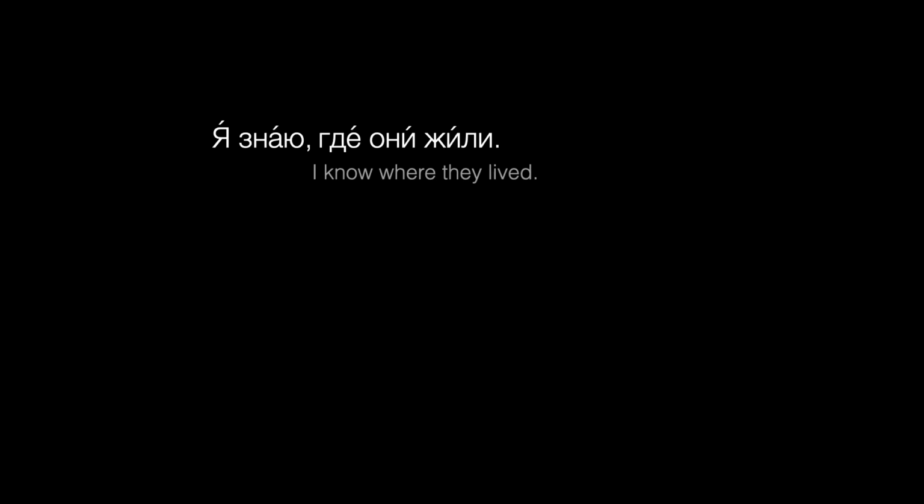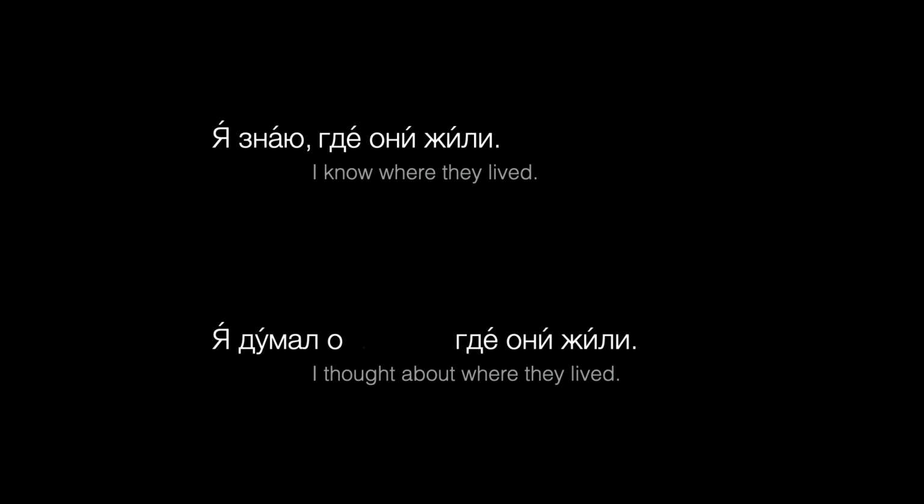That's pretty simple. Now, how could we say, I thought about where they lived? Я думал о... Well, we need the prepositional case for this meaning of about, but where can we put that ending? Где never changes. We can't say о них because that would mean about them, and again, case endings don't go on verbs. The thing is, о really is referring to this clause, not just a single word. So let's bring in this pronoun то. We'll put it in the prepositional to get я думал о том, где они жили.